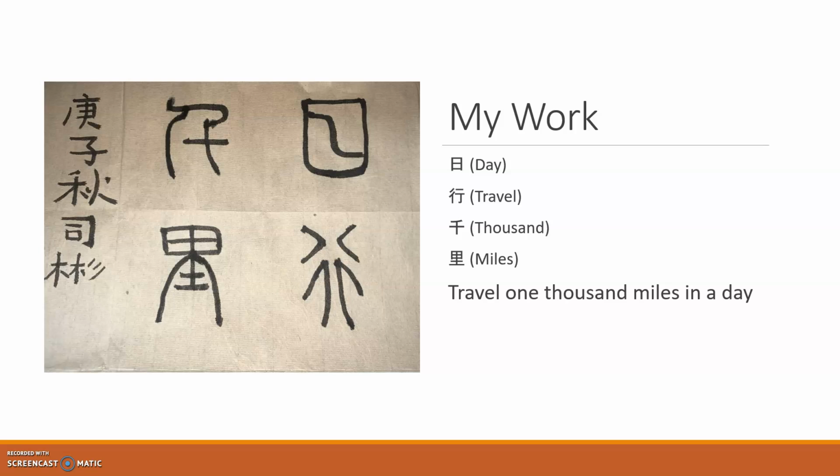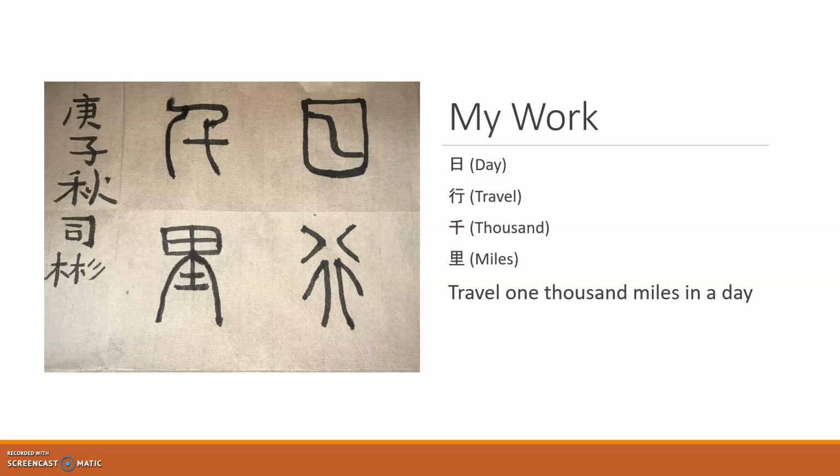You can also see the way these characters look. When I mentioned earlier that they're largely pictographic, you can kind of see that. It's very easy to tell what these characters are supposed to represent, especially the one on the bottom right, which means travel. It looks like a human person with a really weird head.